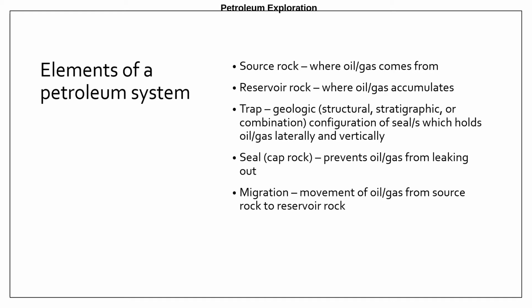And what's important about a trap is impermeability or low permeability. So the role of a trap is to hold and catch migrating oil and gas and confine them laterally and vertically. Now we also have a seal, which might be similar or just part of your trap, but the seal is a cap rock which prevents oil and gas from leaking out. Another element is the migration, or the movement of oil and gas from the source rock to the reservoir rock.